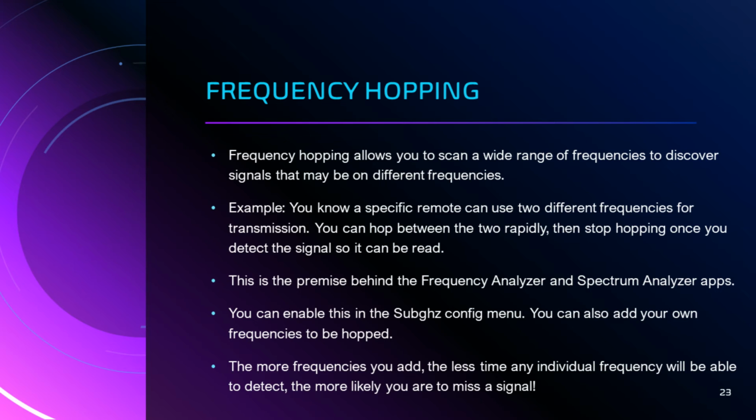So this is the premise behind your frequency analyzer and the spectrum analyzer app, as it just goes really, really fast and doesn't stop. But here it is stopping, and you can enable this in the config menu as I showed you. And you can also add your own frequencies. Now, I know in custom firmwares you can do this through the UI, but you can also do this through editing the settings file in an official firmware. I'm not sure if they updated to include that feature or not. But that's how you would add your own frequencies, which is something you would want to do if you're looking for a particular thing.